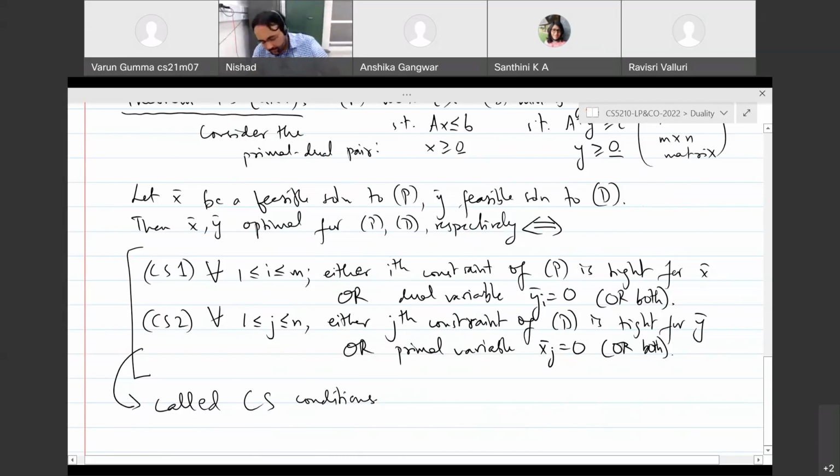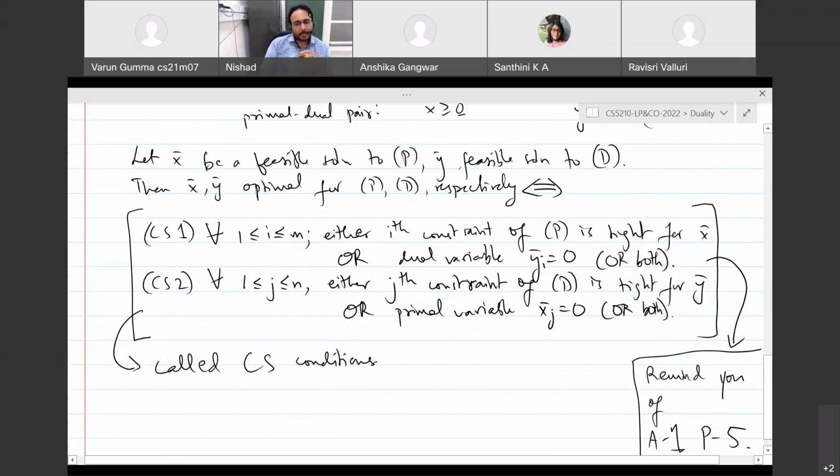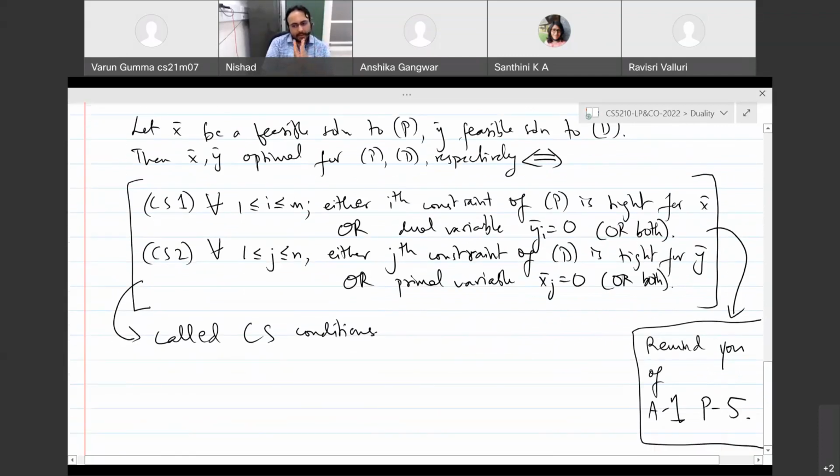And these conditions, if they don't remind you of something, it's probably a good idea to go to assignment 1 again after the lecture. They should remind you of assignment 1, problem 5. That is one of the reasons I put the problem there in the first place. In assignment 1, problem 5, you proved something using counting arguments. Turns out, if you knew the theory of duality, you could have just applied it there and proved it using that.